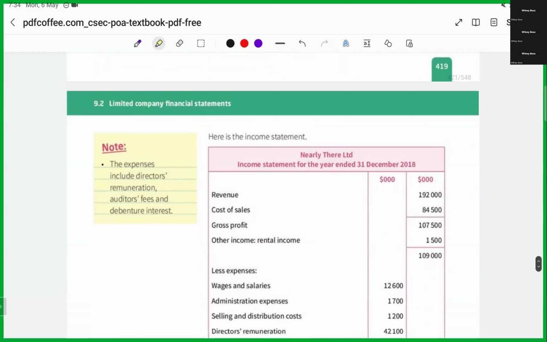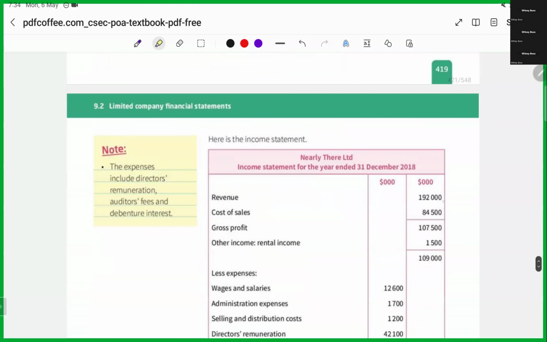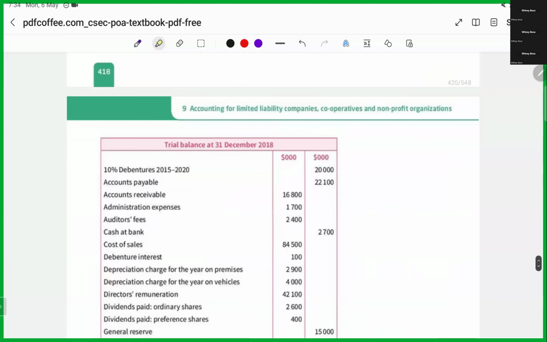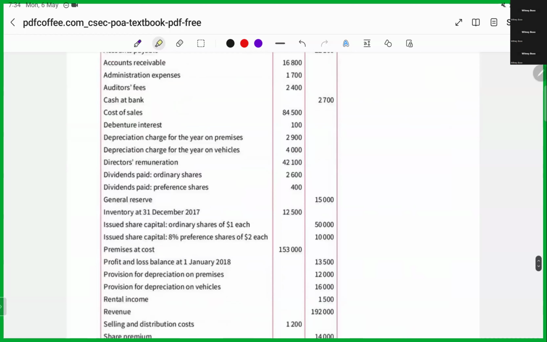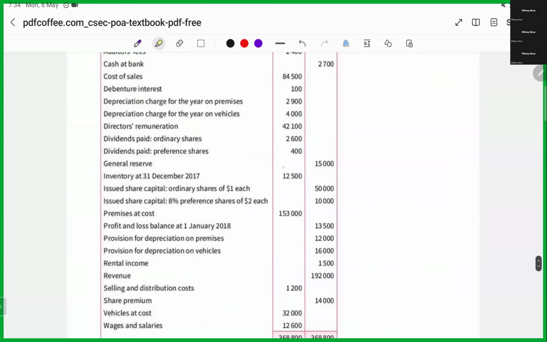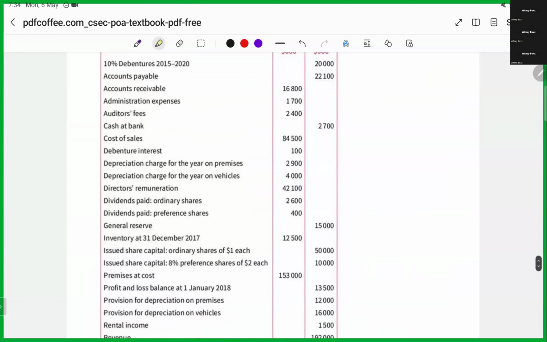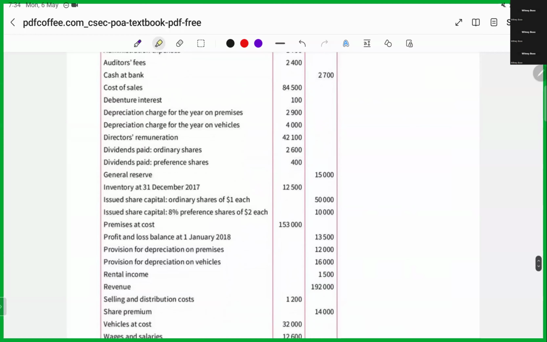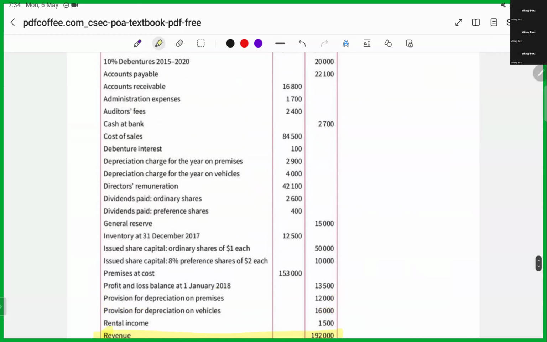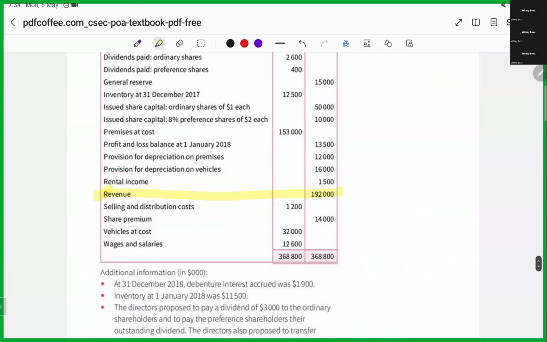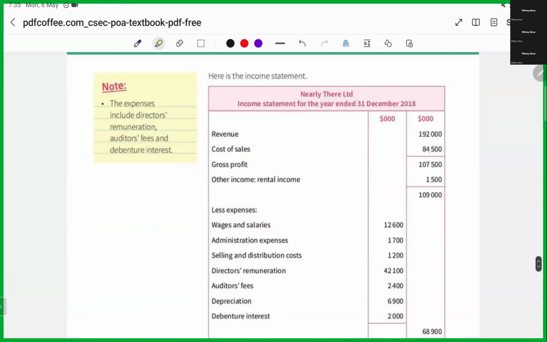Here's how we do the income statement. We start with the revenue, of course. Let's find the revenue in the question here. Here's our cost of sales, but where's the revenue? Hold on, this is frozen. Okay, there we go. So we look for our revenue, which is here. That's 192,000, as we can see. We subtract cost of goods sold, 84,500. So revenue minus cost of sales gives us gross profit of 100.